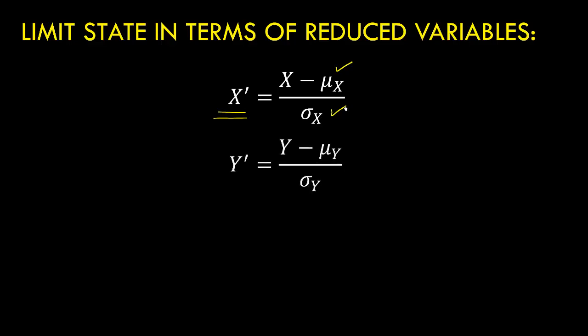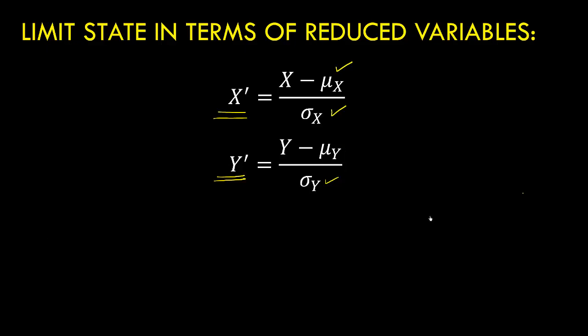So, the limit state in terms of reduced variables. What we do is try to normalize the variable. This is very similar to normalization of a variable. We subtract the mean mu and divide by the standard deviation sigma. For example, if I want to write a reduced variable for x, let us say x dash is the reduced variable, I have to subtract the mean and divide by the standard deviation. Similarly for y, we will have y dash as the reduced variable, where I subtract the mean and divide by the corresponding standard deviation.